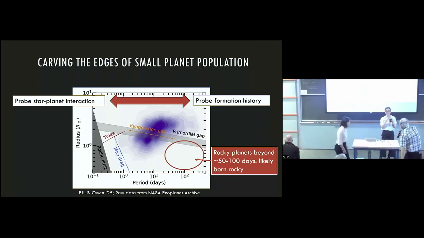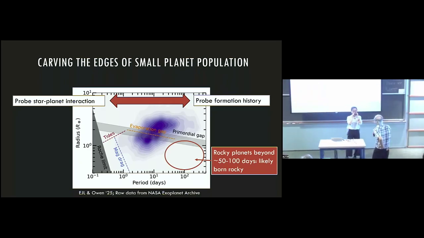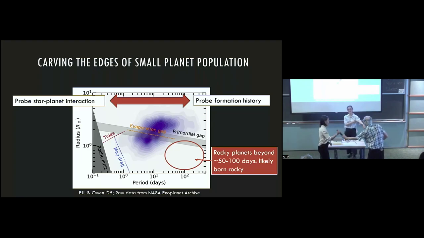Jack Lissauer, NASA Ames. Very nice talk. What aspect of the observed exoplanet population in the inner part do you find the most difficult to explain? How inner? Within 100 days.